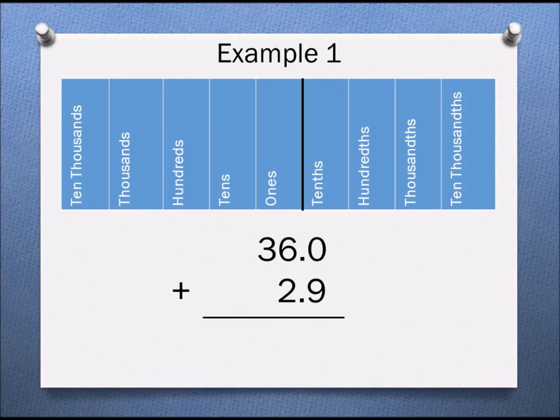On the left side of the black bar, we have the ones, tens, hundreds, thousands, and 10,000s place values. Then on the right-hand side of the decimal, we have the tenths, the hundredths, the thousandths, and also the 10,000ths. So the most important part about adding and subtracting decimals is making sure that the decimals are aligned up correctly.